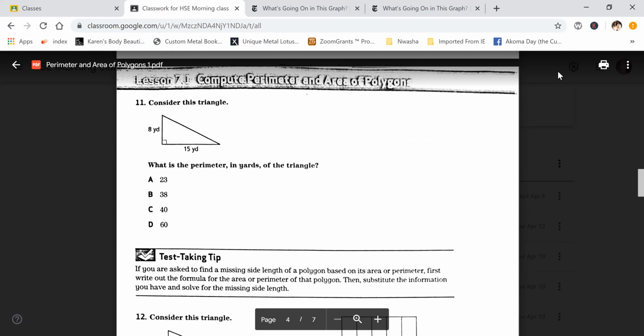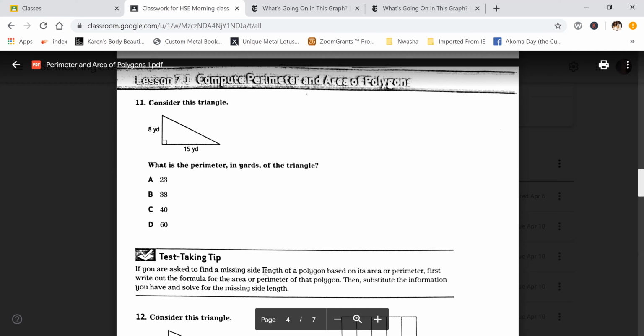Now, number 11, it says, consider this triangle. What is the perimeter of the triangle? So what did you get for this one? C. I'm in between. I put D, but before I put C. So you said before you put C? C is correct. But let's see. So does anybody have a question with that one? Because I think I heard other answers. Yeah, I must have missed a step because I got D.